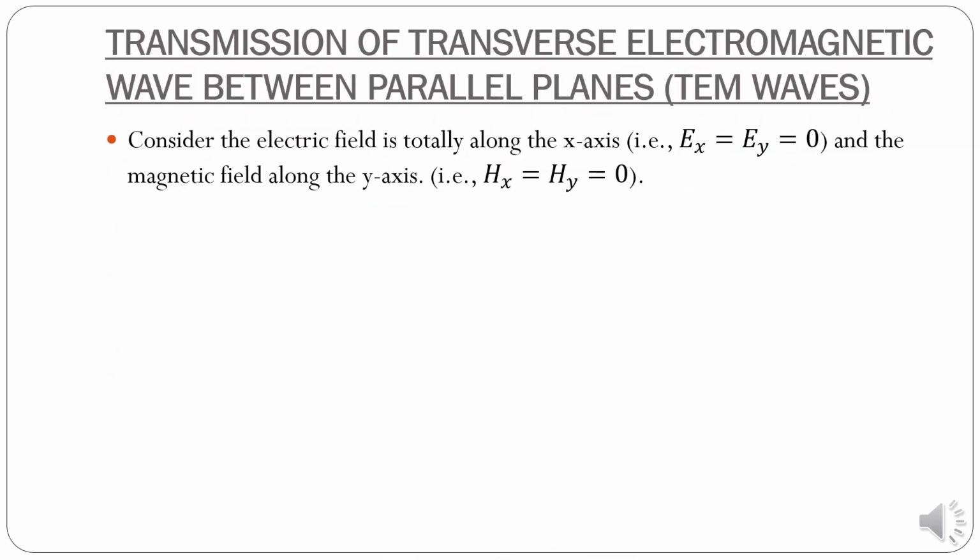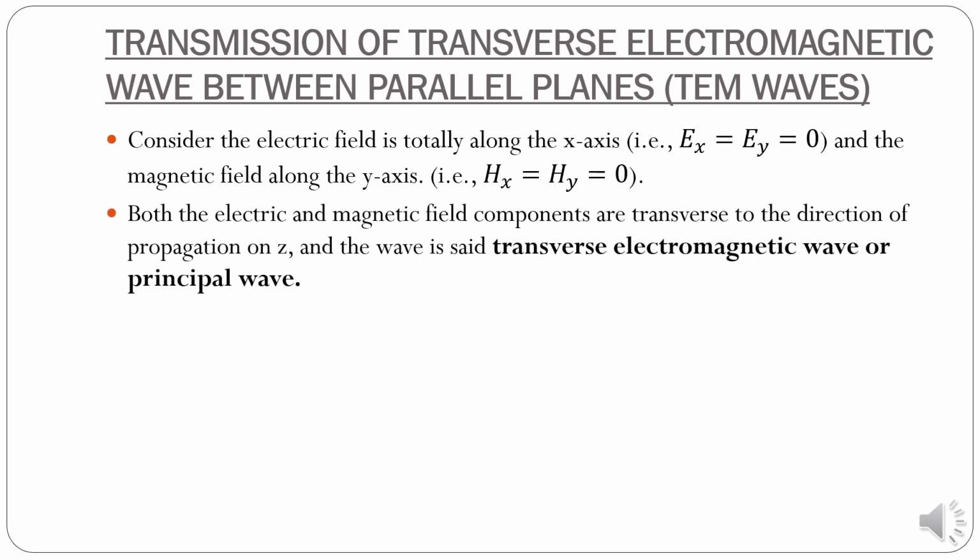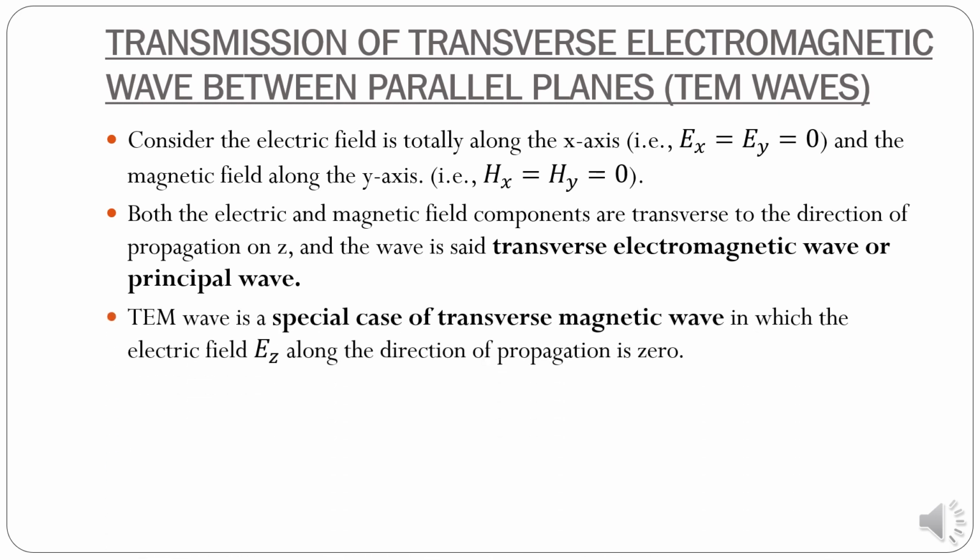Electromagnetic waves. Transverse electromagnetic waves. Today we are going to discuss this. Consider an electric field totally along the x-axis, so Ey is equal to 0, and the magnetic field along the y-axis, so Hx is equal to 0. Both the electric and magnetic field components are transverse to the direction of propagation along Z. So the wave is said to be a transverse electromagnetic wave or principal wave.